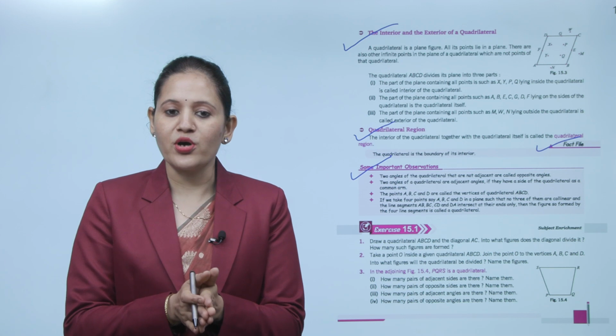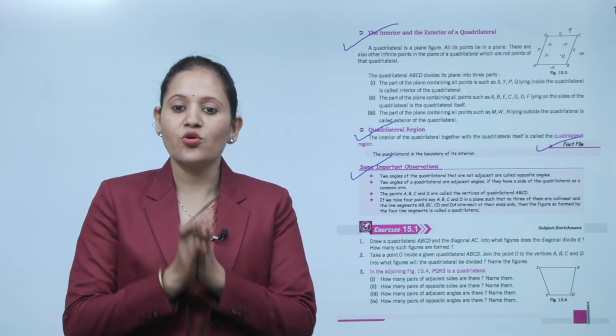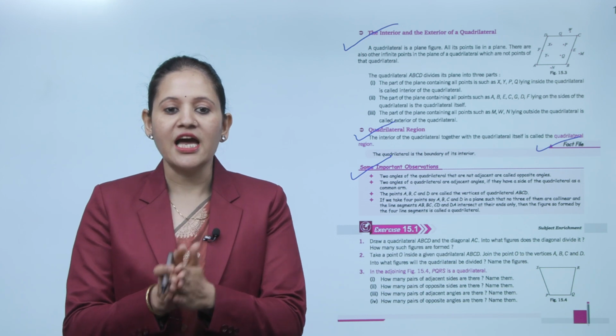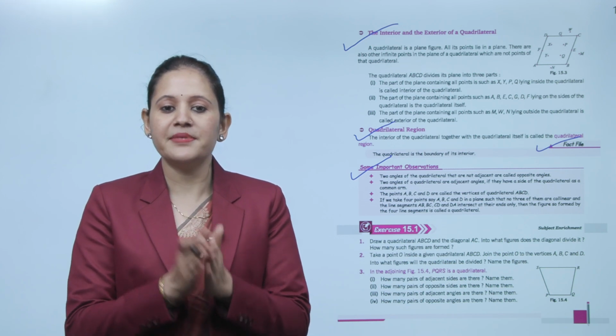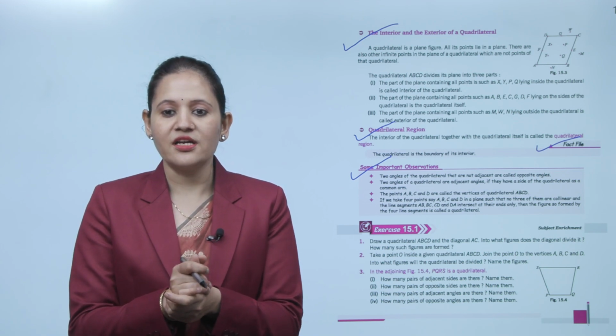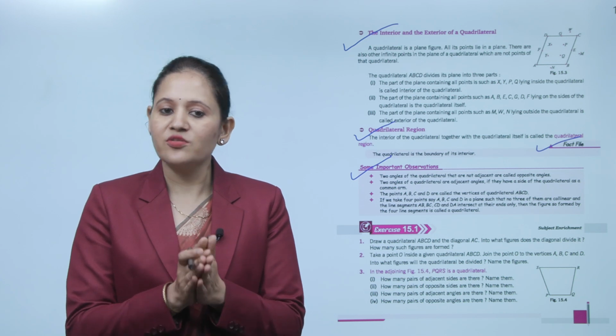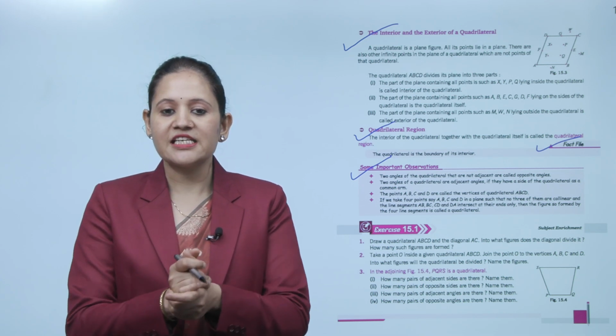If we take 4 points, say A, B, C and D in the plane, such that no 3 of them are collinear and the line segments AB, BC, CD and DA intersect at their ends only, then the figure so formed by the 4 line segments is called a quadrilateral. Next is exercise 15.1.